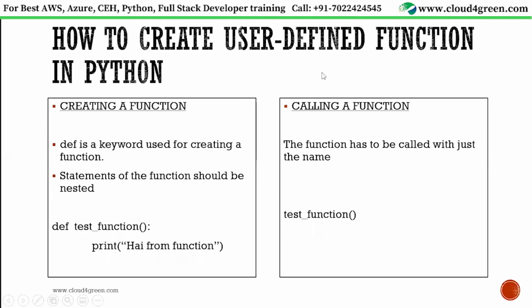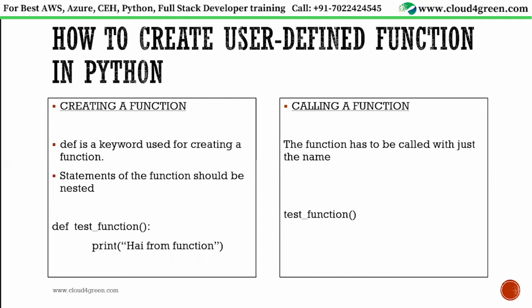Now let me tell you again about the basic steps in creating user-defined functions in Python. How to create a user-defined function in Python? There are two important steps. Those of you who are familiar with other programming languages like C will say there are three steps. First we declare a function, then we define a function, then we call a function. But in Python, there are only two steps. The declaring part is not there. You have to just create a function and call a function. That's all.